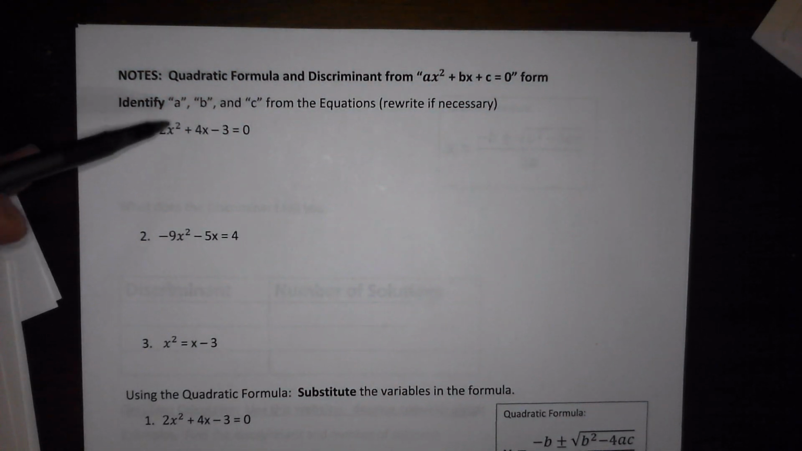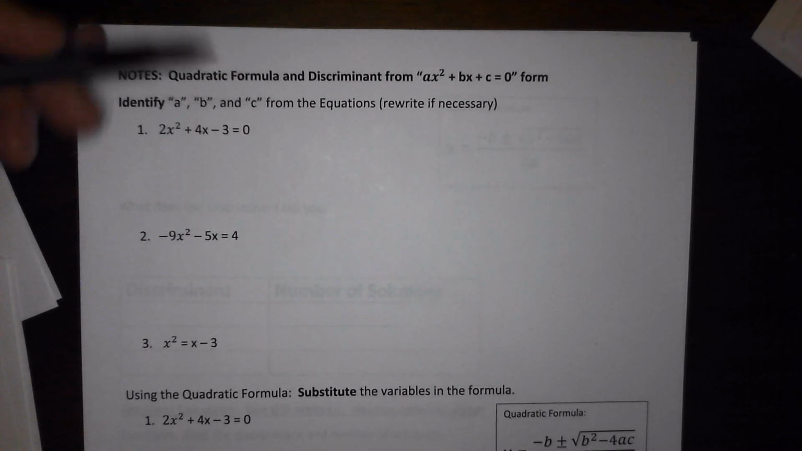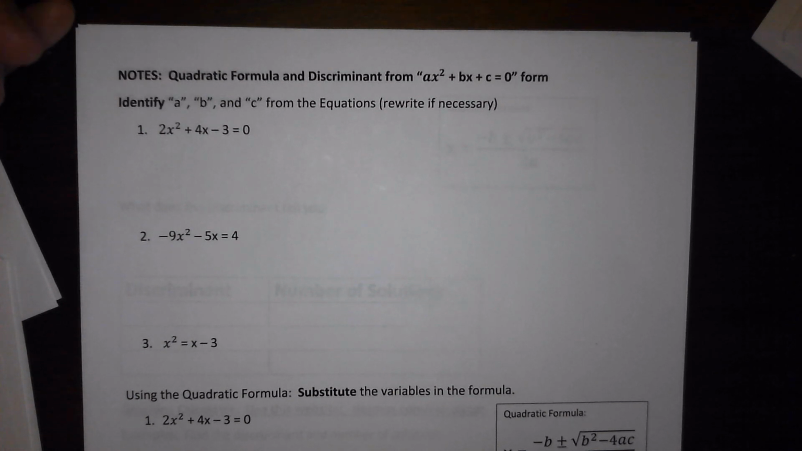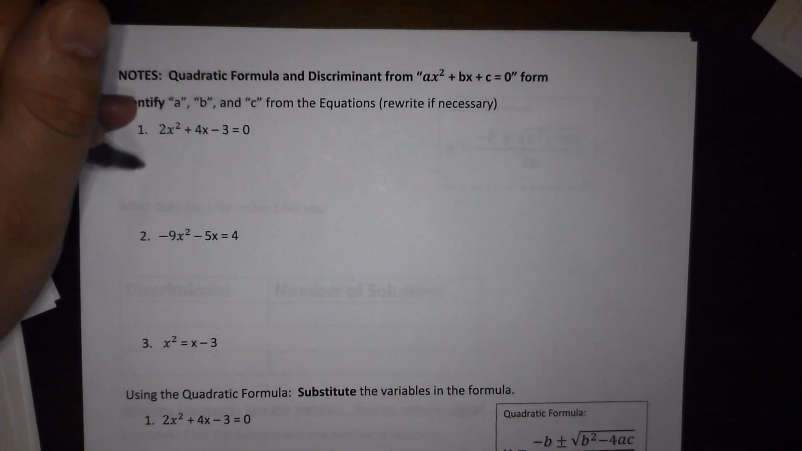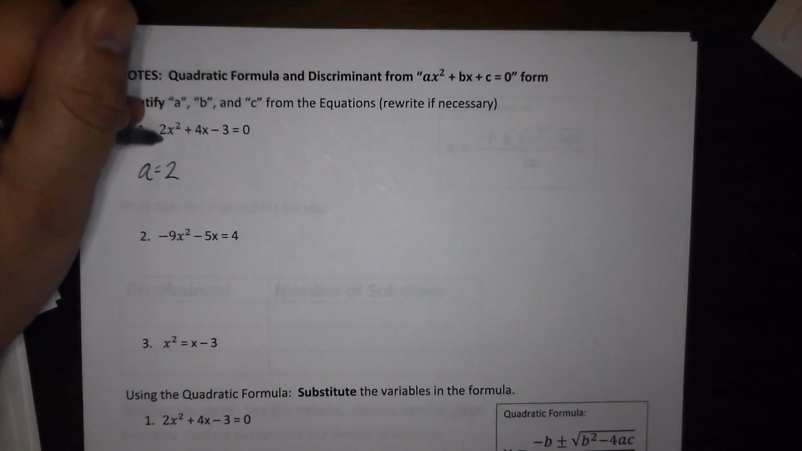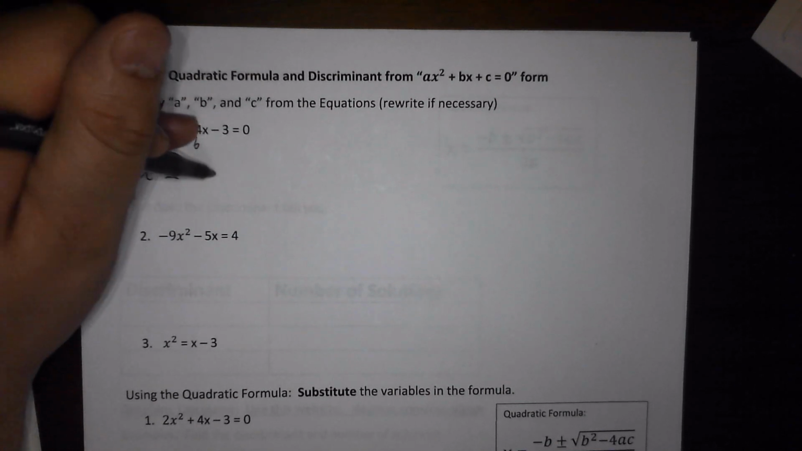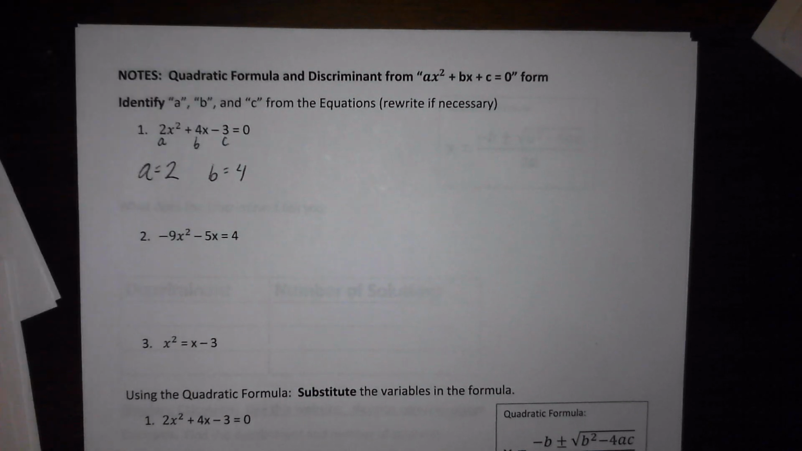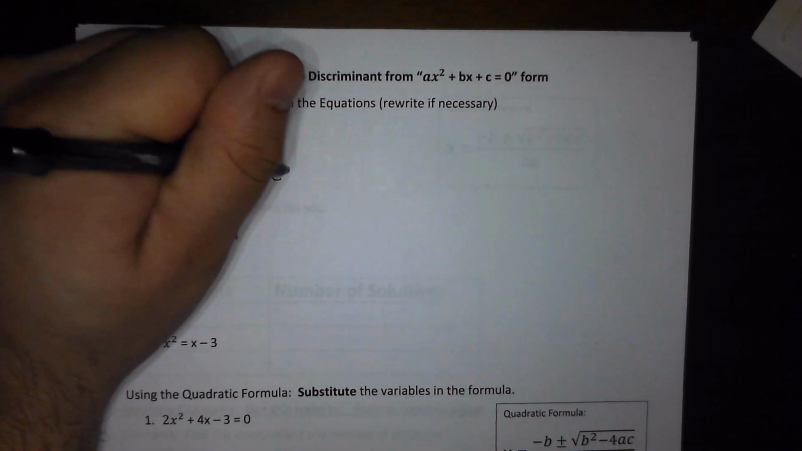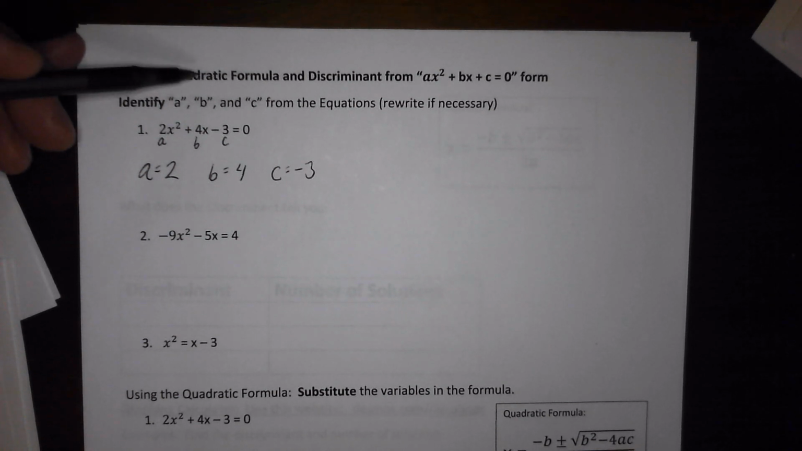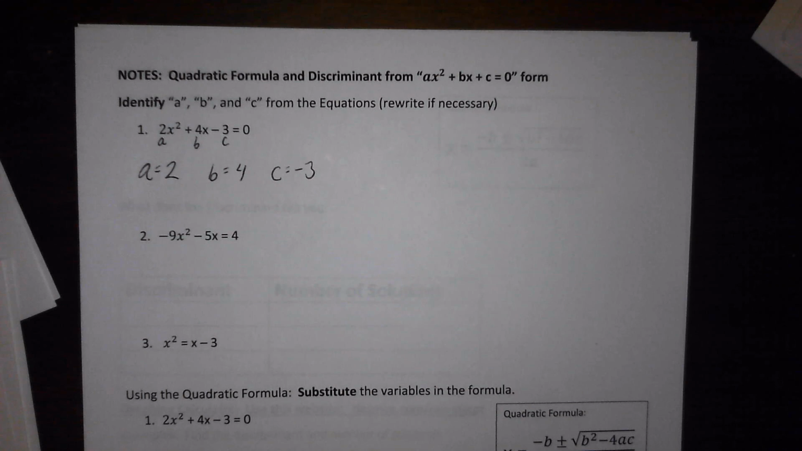I look at number 1, 2x squared plus 4x minus 3 equals 0. And I see it does equal 0. It's an A, B, C form. So I'm going to identify my A, B, and C. My A equals 2. So I see it there. My B equals 4. And my C equals negative 3. Okay, so in order to get the quadratic formula, I gotta identify my A, B, and C.